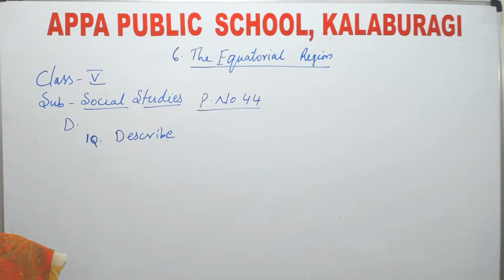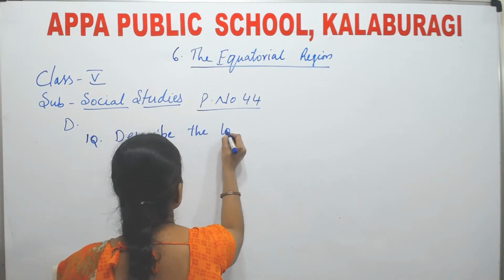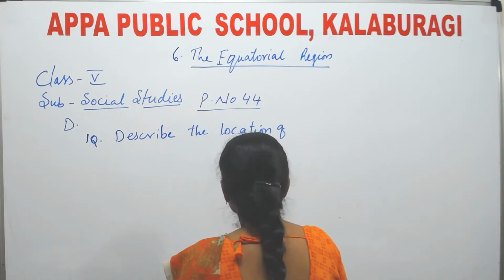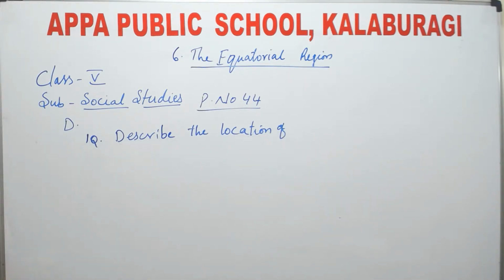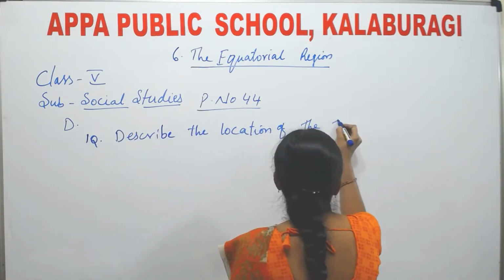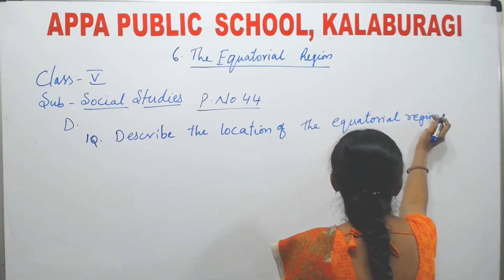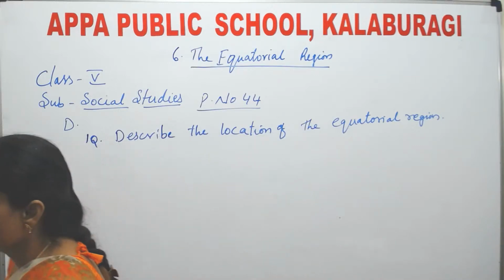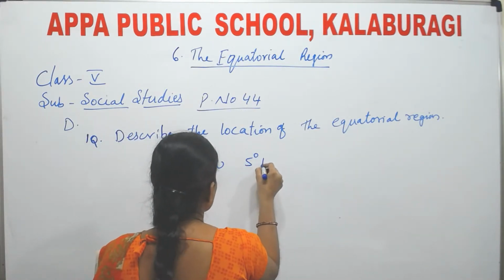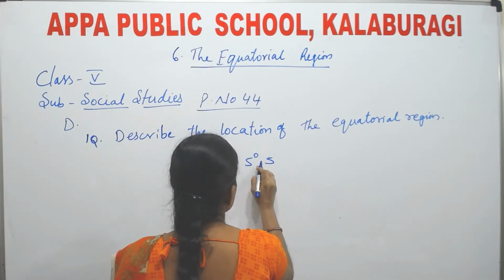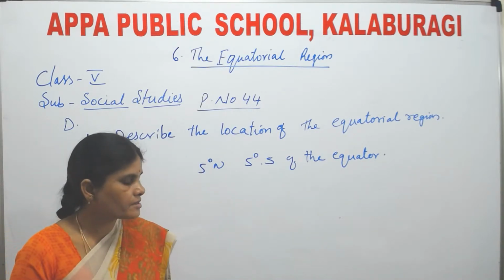Describe the location of the equatorial region. See, where is the equatorial region located? It is located between 5° north and 5° south of the equator. Understood? It is located between 5° north and 5° south of the equator.